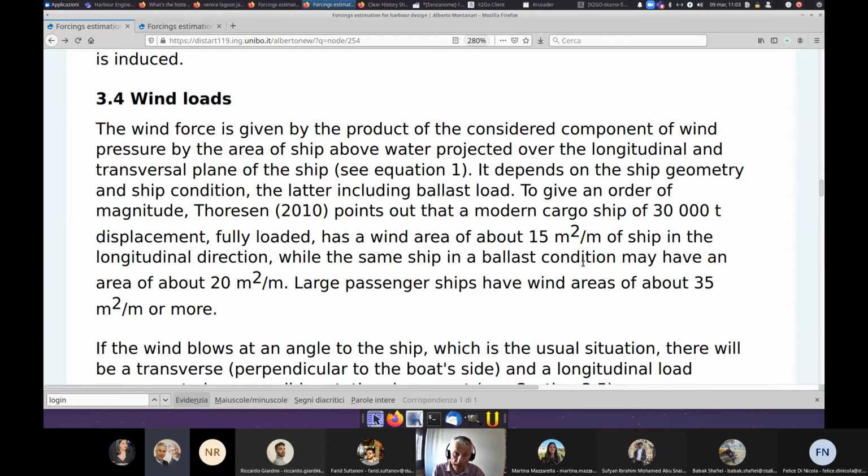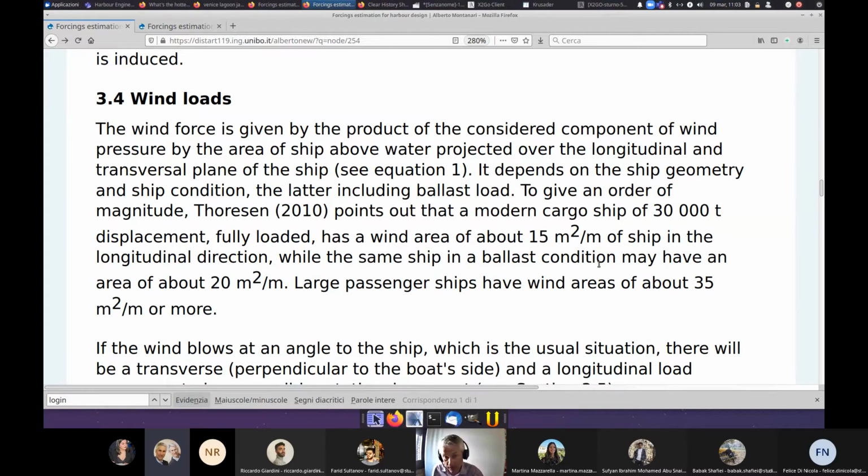The same ship, if it is in ballast, may have an exposed area which is 30% higher, and it can reach about 20 square meters per linear meter of longitudinal direction. And if you have large passenger ships, they may have a wind area in the longitudinal direction of even more than 35 square meters per linear meter of longitudinal direction.